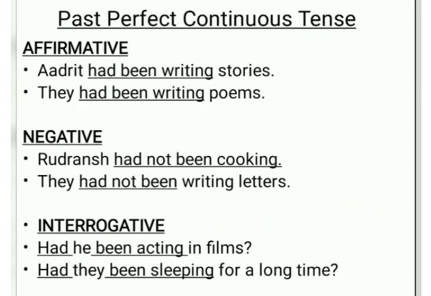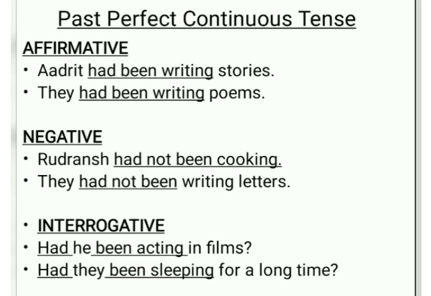Past perfect continuous tense. Under affirmative sentences, we have Adrit had been writing stories. They had been writing stories. In past perfect continuous, we have to remember that we are going to use had been plus the verb plus ing. In negative sentences, we are going to use had not been plus the verb plus ing.